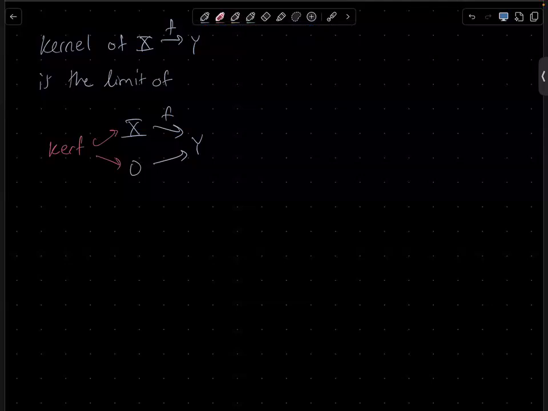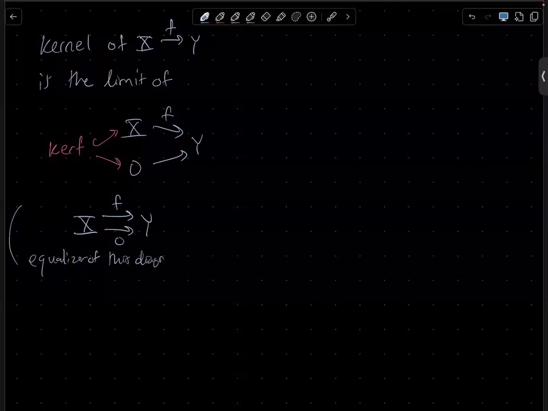Another thing you can do, if maybe you like equalizers more, is this. The kernel is also the equalizer of this diagram. So again, okay, cool.